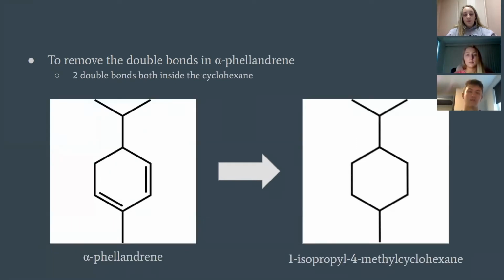Moving on to alpha-phellandrene, we have the same concept. We want to remove the double bonds. However, in alpha-phellandrene, there are two double bonds inside the cyclohexane, and there is not one present on the isopropyl group. Again, we are trying to transform it into the same molecule, 1-isopropyl-4-methylcyclohexane.